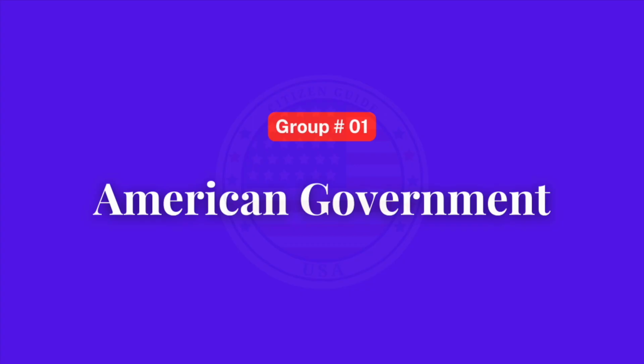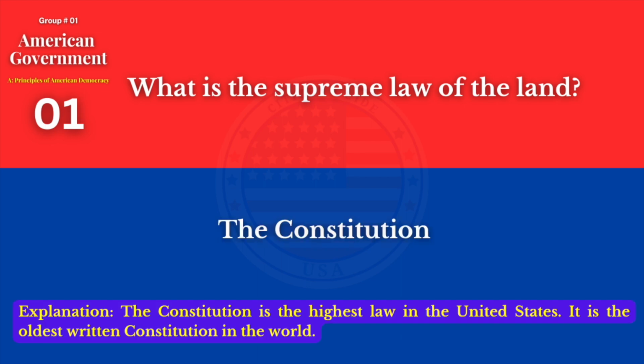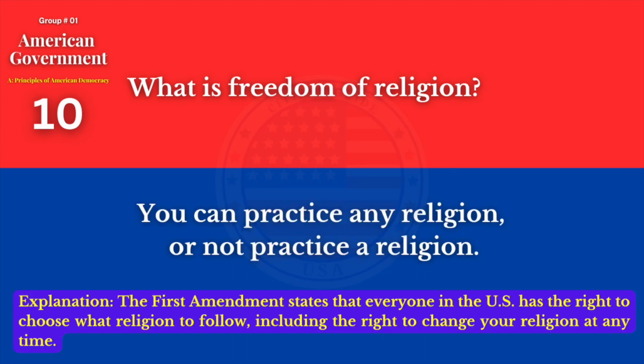Group 1. American government. What is the supreme law of the land? The Constitution. What is freedom of religion? You can practice any religion or not practice a religion.